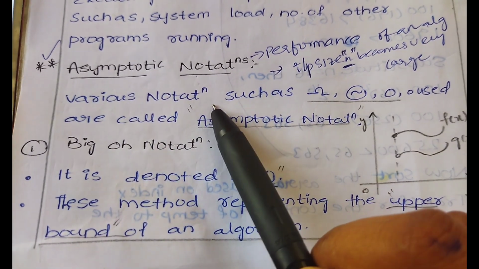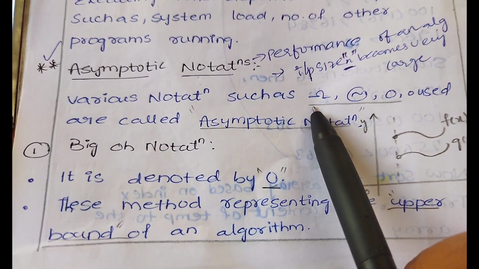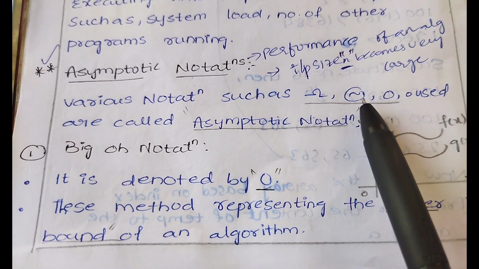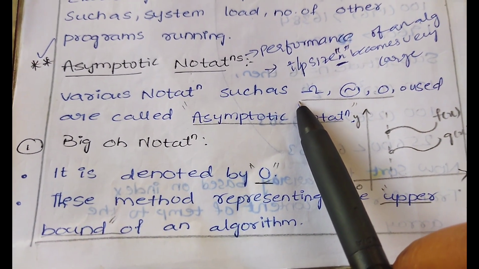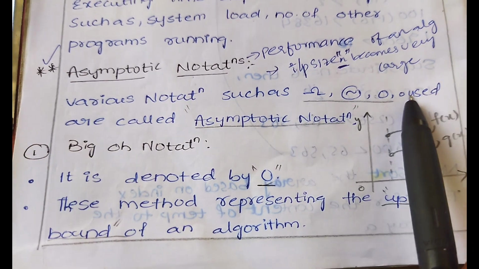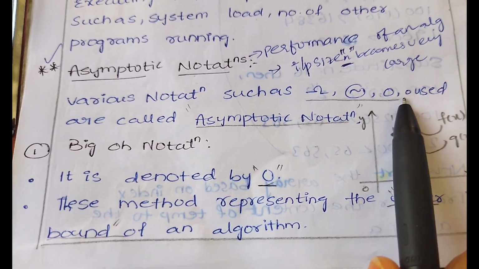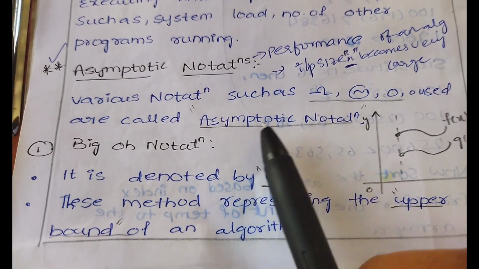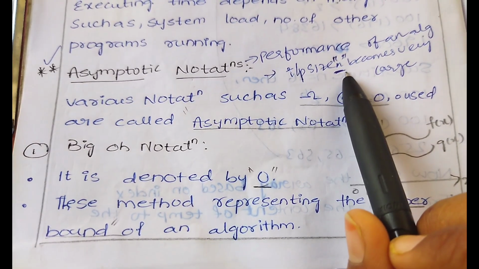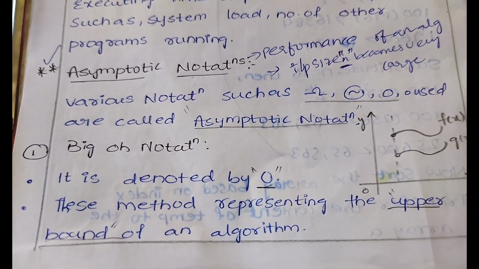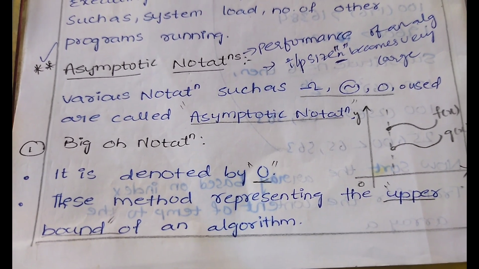We use various types of notations: big O notation, small o notation, omega notation, and theta notation. These are the four types we use for asymptotic notation. It is the process of taking input with size n that becomes very large, known as asymptotic notation.